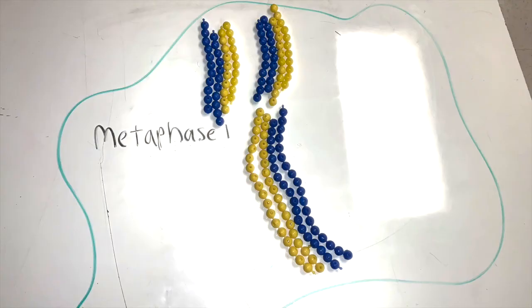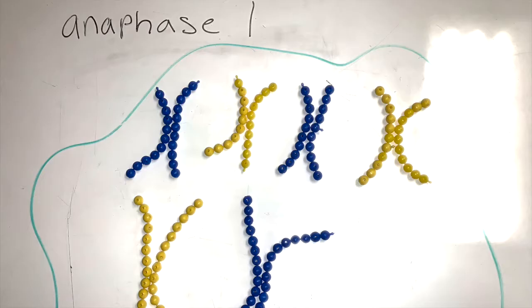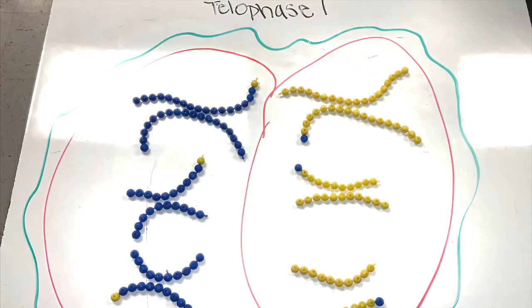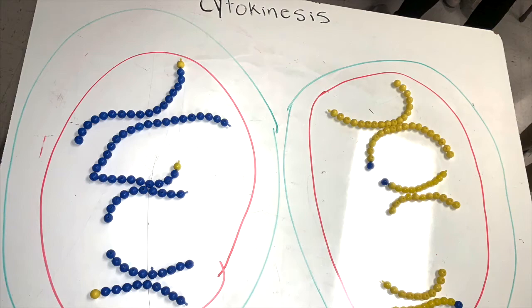Metaphase 1 pairs homologous chromosomes and lines them up across the center of the cell. Anaphase 1 pulls each homologous chromosome pair toward opposite ends of the cell. During telophase 1, the chromosomes then form a nuclear membrane around each cluster. During cytokinesis, the two groups split and form their own two new cells.